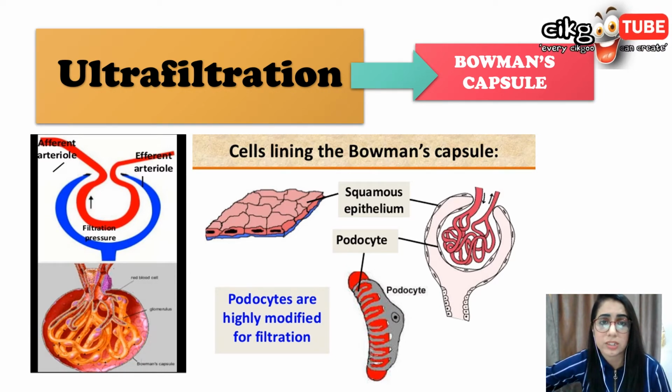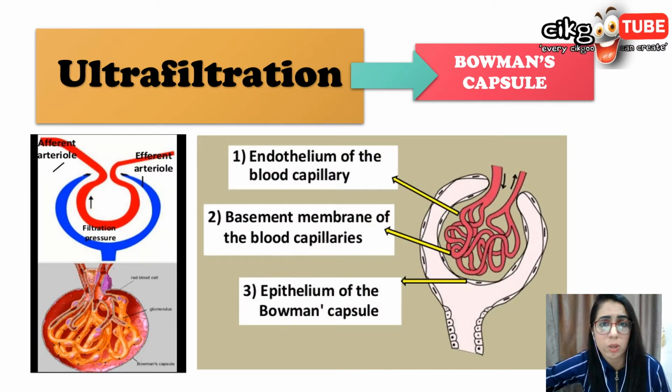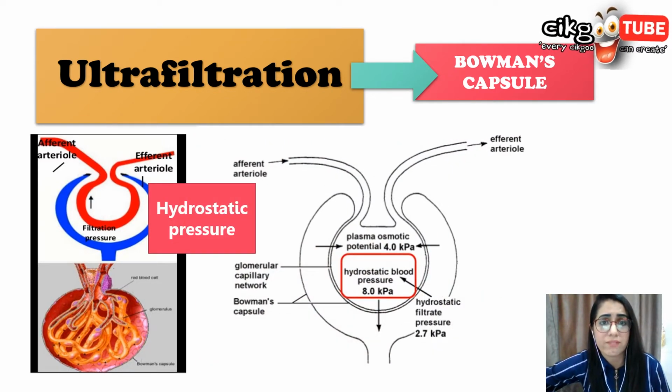There are adaptations of the glomerulus. It consists of podocytes, which are highly modified for filtration. There are small pores on the glomerulus capillary walls that cause them to be more permeable than other blood capillaries. The glomerulus capillaries are very long, and the blood flows at a very high hydrostatic pressure in the glomerulus because the afferent arteriole has a larger diameter compared to the efferent arteriole.